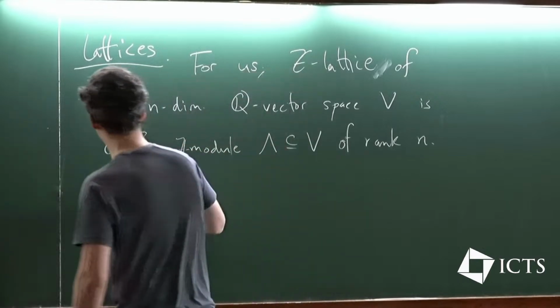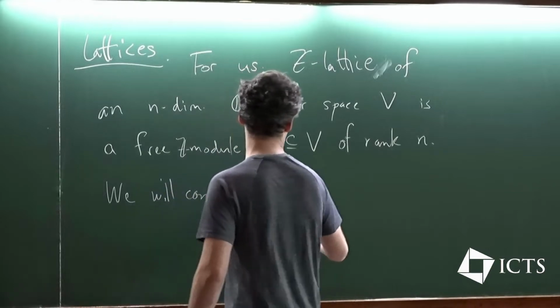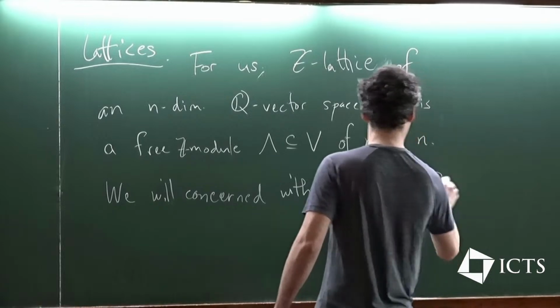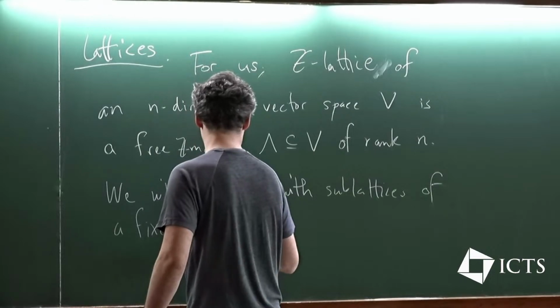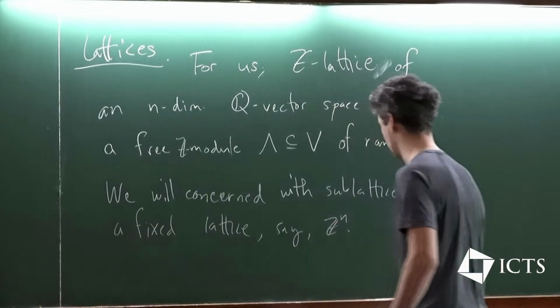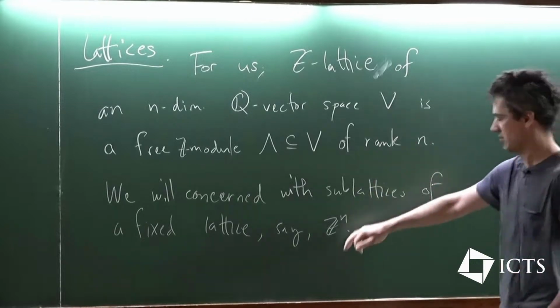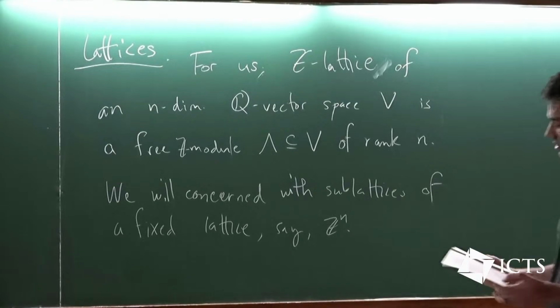What we're going to be doing is we'll be concerned with sublattices of a fixed lattice. Let's just call it Z to the n. If you have your favorite lattice inside of some n-dimensional Q vector space V, you pick your favorite lattice. I'll just pick Z to the n because it's easy. So we're going to be looking at sublattices inside of Z to the n.